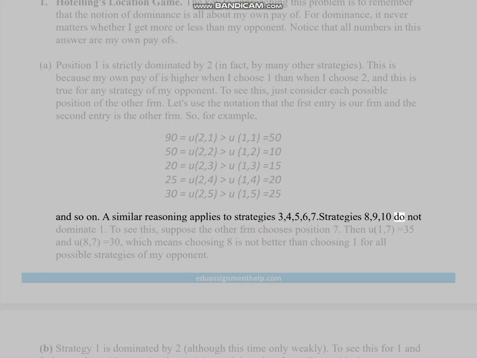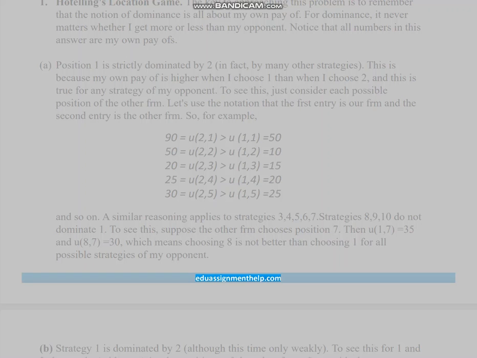Strategies 8, 9, 10 do not dominate 1. To see this, suppose the other firm chooses position 7. Then U1(7) equals 35 and U8(7) equals 30, which means choosing 8 is not better than choosing 1 for all possible strategies of my opponent. U1(1) equals 50, U2(1) equals 90, U1(2) equals 10, U2(2) equals 50, U1(3) equals 15, U2(3) equals 20, U1(4) equals 20, U2(4) equals 25, U1(5) equals 25, U2(5) equals 30.